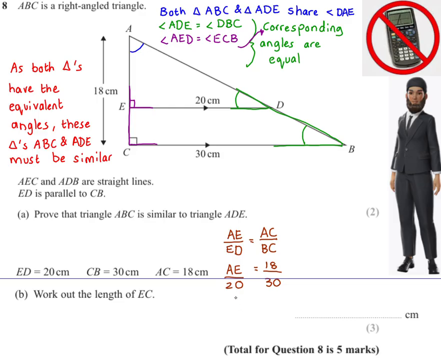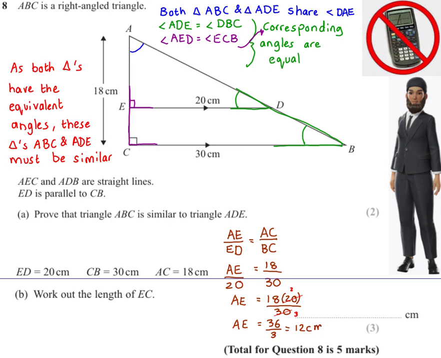So let's cross multiply, so therefore AE is equal to 18 multiplied by 20 all over 30. These two cancel each other out. Let's go back over here. Let's cancel that out, and let's cancel that out, and you'll be left over here with a 2. You're left with a 2 over there, and you're left with a 3 over here. So let's carry that on. Therefore AE equals 36 over 3, which works out to be 12 centimeters.